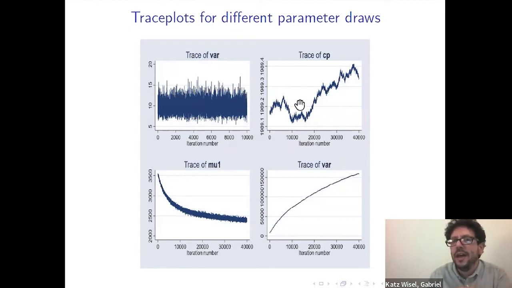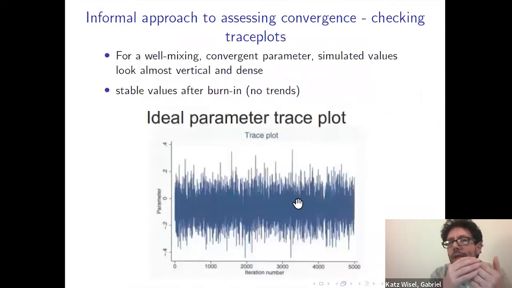However, if you look at the upper right panel or any other panel except for the upper left one, we see that each iteration yields values of the parameters that differ considerably from the previous one. So a well-mixed convergent chain should look like this. There are obviously some variations in the values of the parameters we draw at each iteration of the algorithm, but not too much. Essentially, the chains look almost vertical and dense. This is a plot of a chain that has already converged.